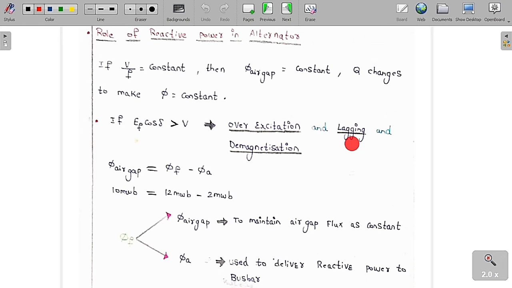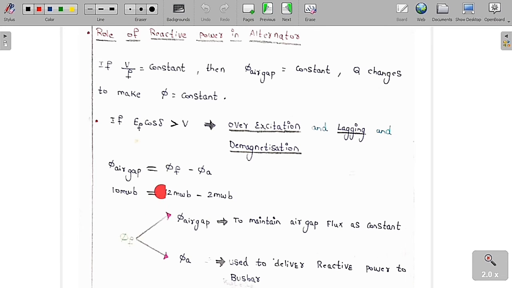So it is called a lagging power factor region. Whenever it is lagging, the synchronous generator will have the demagnetization effect. So the overall air gap flux is going to get decreased, which is phi F minus phi A. Therefore, the overall air gap flux is equal to phi F minus phi A. Let me assume the air gap flux is 10 milliweber.